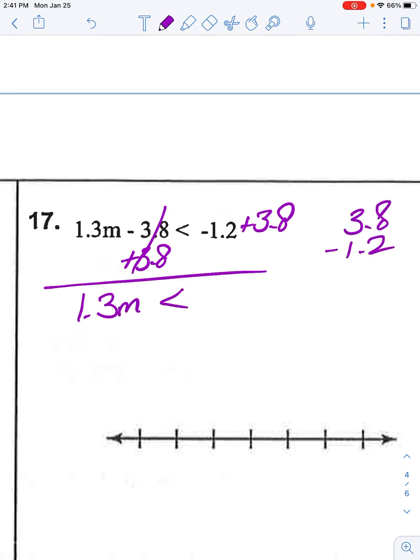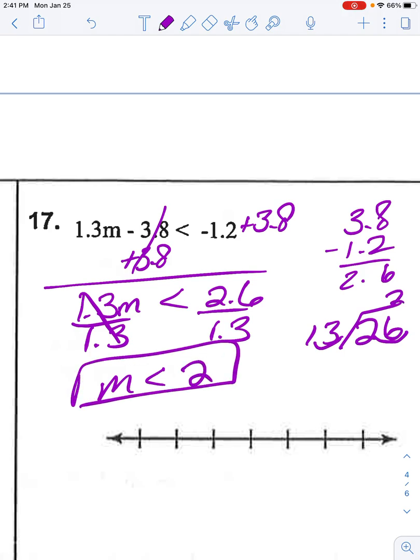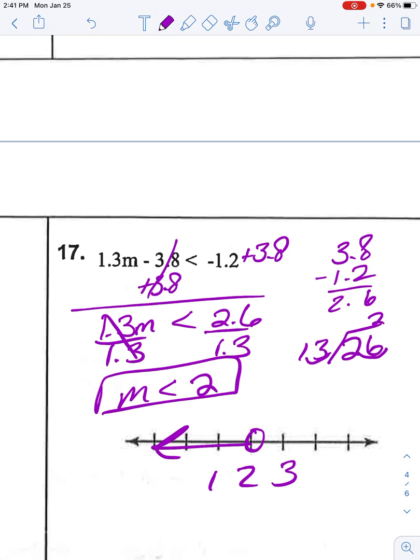Different signs, find the difference. There's more positive, so it's going to be a positive 2.6. Dividing by a positive should give me a positive. So it's just 26 divided by 13 once you move the decimal, which gives me 2. M is less than 2. Open circle, pointing to the left.